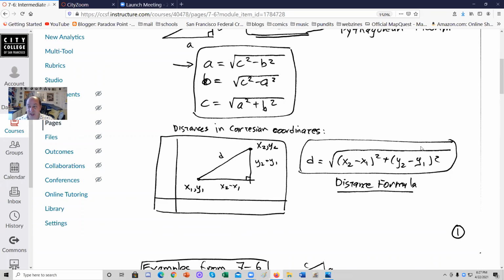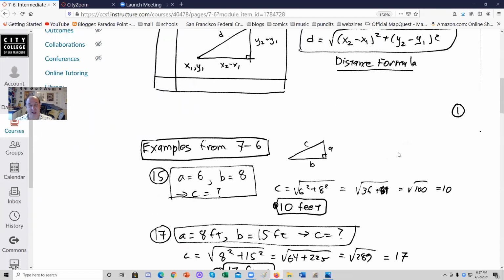I note that this is the formula for d: d equals the square root of the sum of the squares of the differences of coordinates. Whew. All right, here we go.